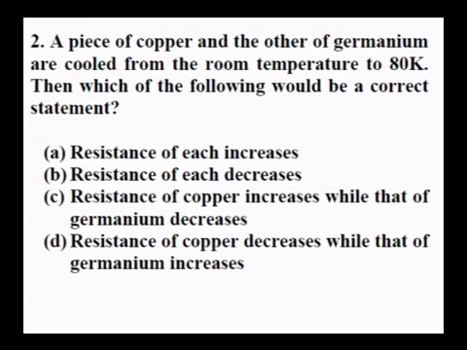Remember, copper essentially is alpha positive and germanium is alpha negative. It is semiconductor material. What is the meaning of that? You are now cooling. So when temperature decreases, in case of copper, since it is alpha positive material, rho and R both will decrease because temperature is decreasing.